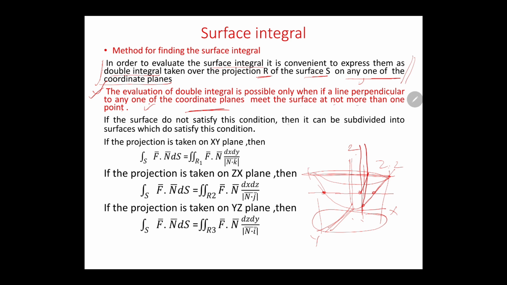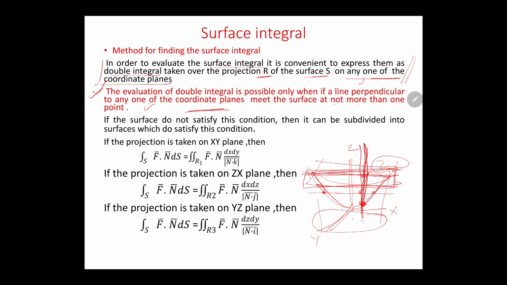Now, if the surface does not satisfy this condition, then it can be subdivided into surfaces. Suppose I don't consider this plane z equals 2. Then the line cuts the surface only at 1 point. If I consider this plane also as part of the surface, that means my surface is this paraboloid along with this plane put together. Even if I draw a line perpendicular to the xy plane, it cuts the paraboloid and this plane at 2 points. Again, it is cutting at more than 1 point.